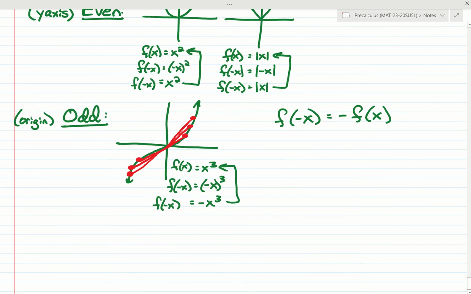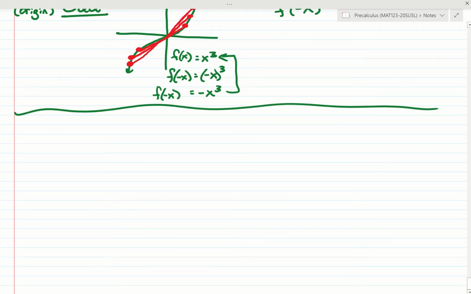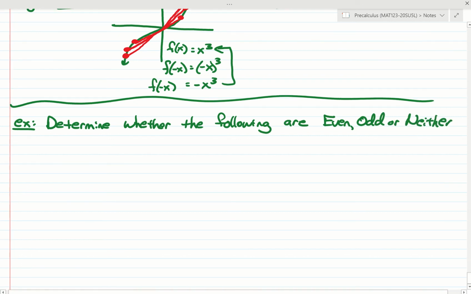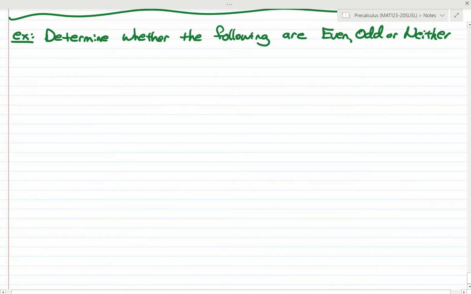Let me give you a few examples and we'll figure out what their symmetries are. So let's determine whether the following are even, odd, or neither. And generally, we always have a question like this on the exam and the final exam, so it's important that you know what you're doing here. So let's take a look at a first example.